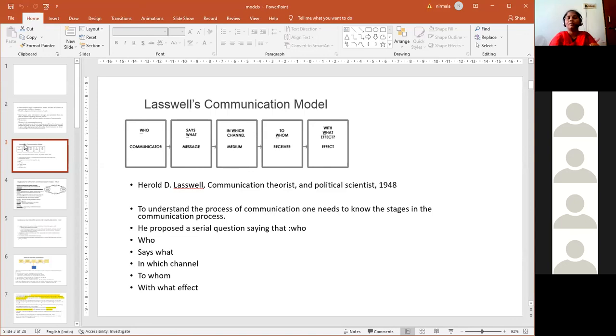Then we have the Lasswell model, and one more model. SMCR, Shannon, Lasswell, Osgood, and Schramm. As part of your fourth unit, you have only four models of communication. Those we will discuss. Yes, the time is up.